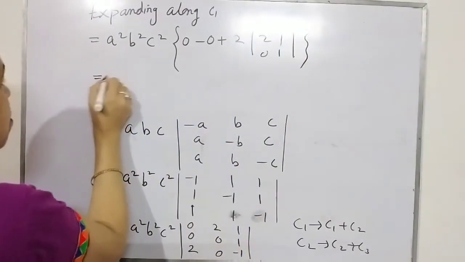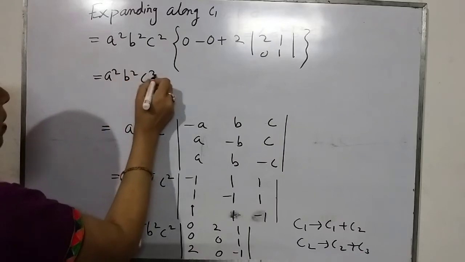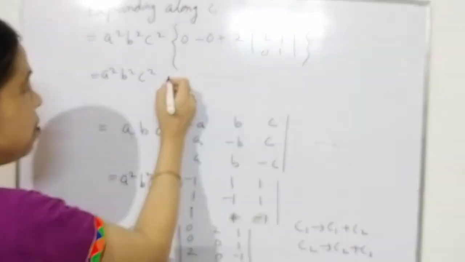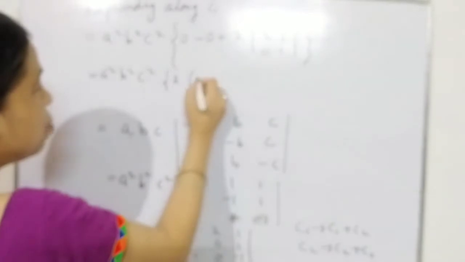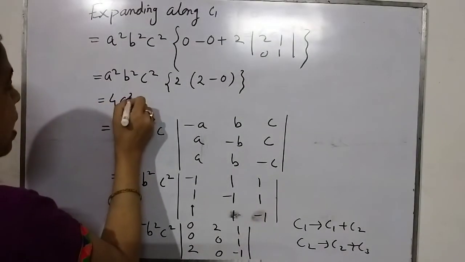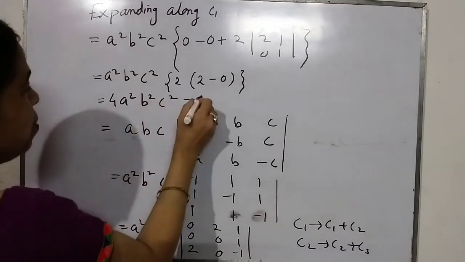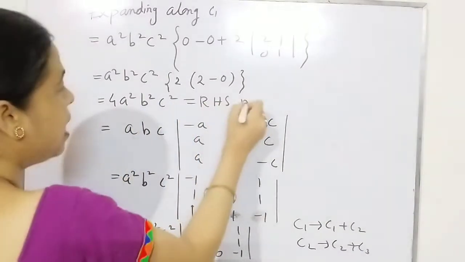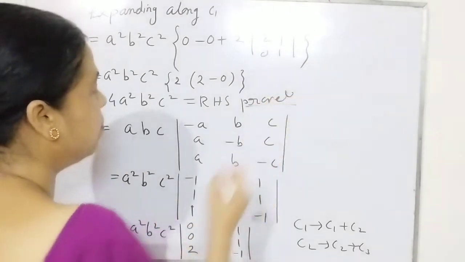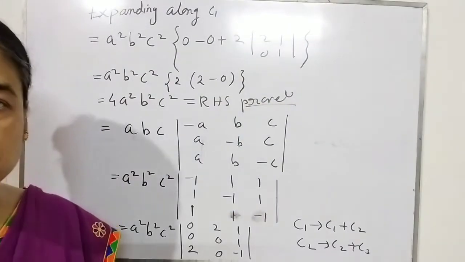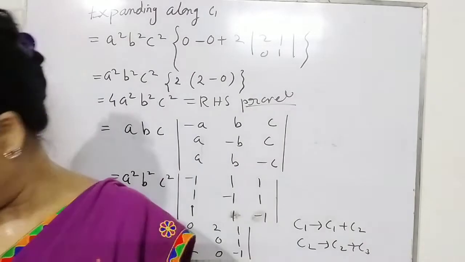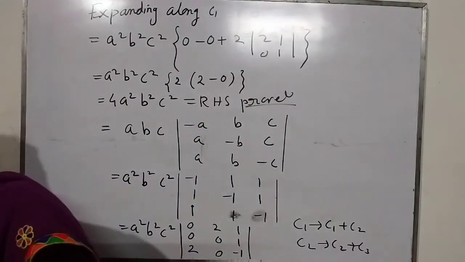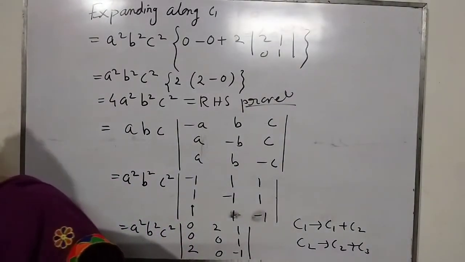This is done. Then it will be equal to A square, B square, C square. Don't have to write down the 2 zeros. That is 2. What is left here? 2, 1 there. 2 minus 0. What is that? This is equal to 4 A square, B square, C square, which is your right hand side, and this completes the proof. Hope you understand the procedure of doing this solution. Okay, now we can proceed to question number 9.